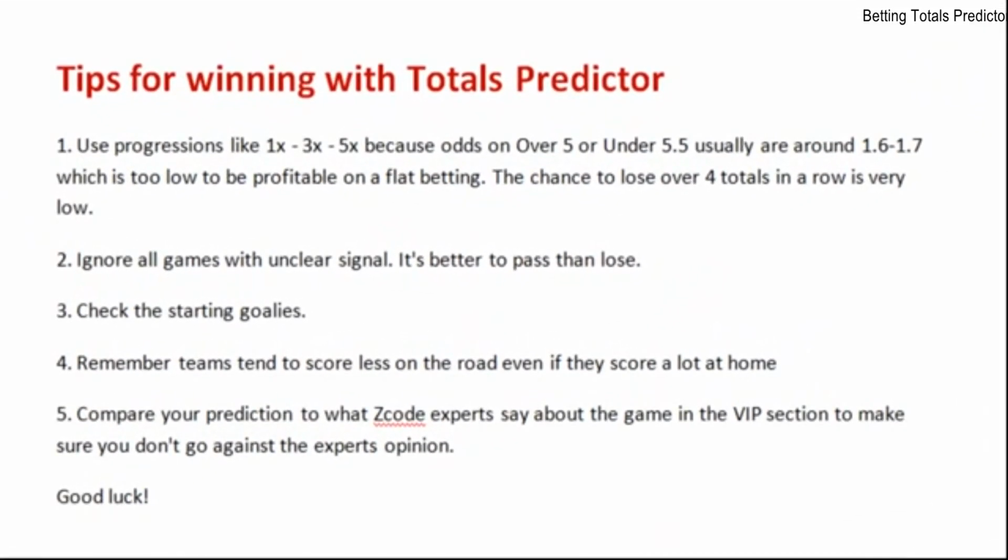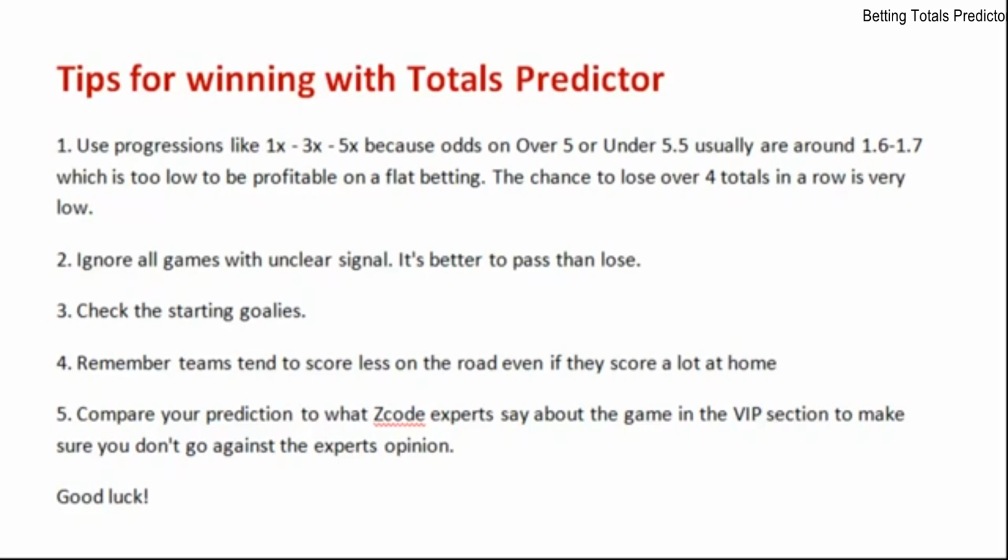And here are some important tips about winning with the totals predictor. Use progressions like 1x, 3x, 5x because the odds on over 5 or under 5.5 are usually around 1.6 to 1.7, which is too low to be profitable on flat betting. The chance to lose over 4 totals in a row is very low.